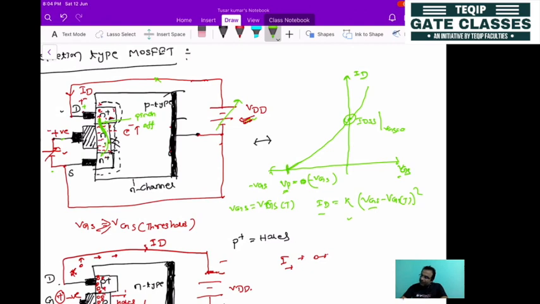Based on this equation, the current will be flowing, but at this instant, whenever this voltage reaches this value, that is what is called the pinch off. Pinch off means the narrowing of the channel occurs. So this is nothing but the transfer characteristics. In the transfer characteristic, the output current is plotted versus the gate to source voltage.